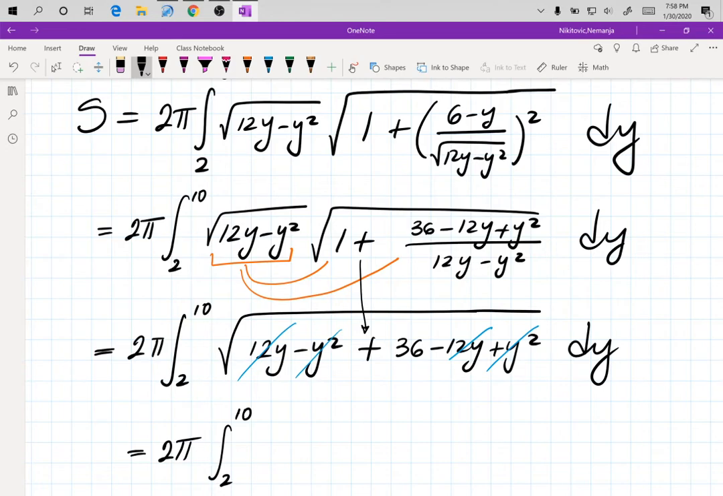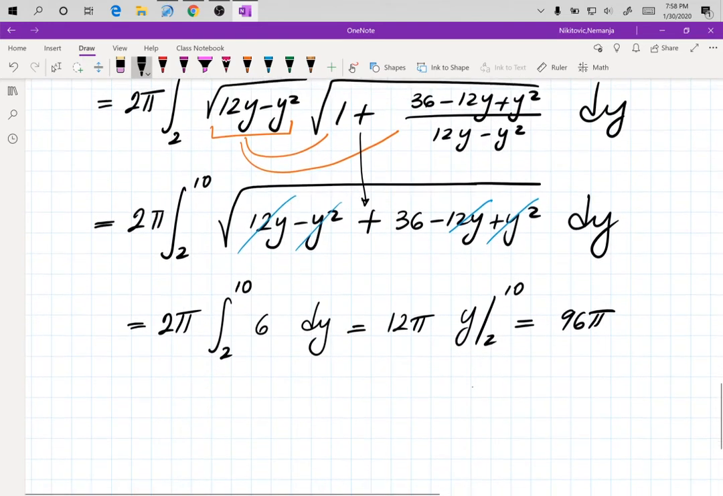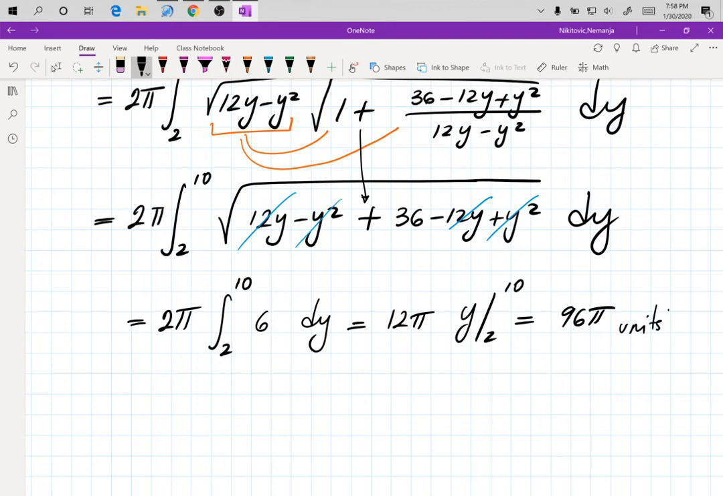Square root of 36 is 6, dy. So that's 12 pi times y from 2 to 10, which is 96 pi, right? 10 minus 2 is 8. 8 times 12 is 96. So 96 pi. 96 pi units squared, because this is the area question, right? So units squared.